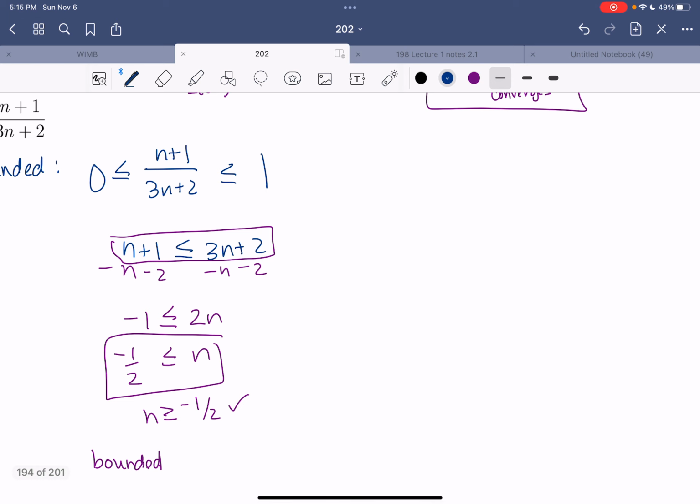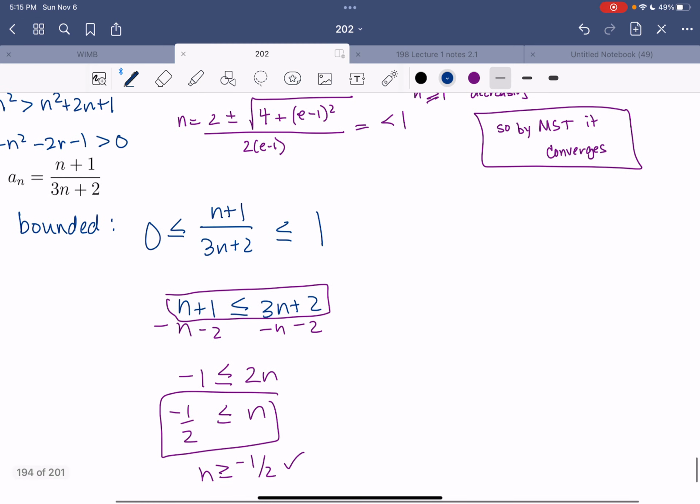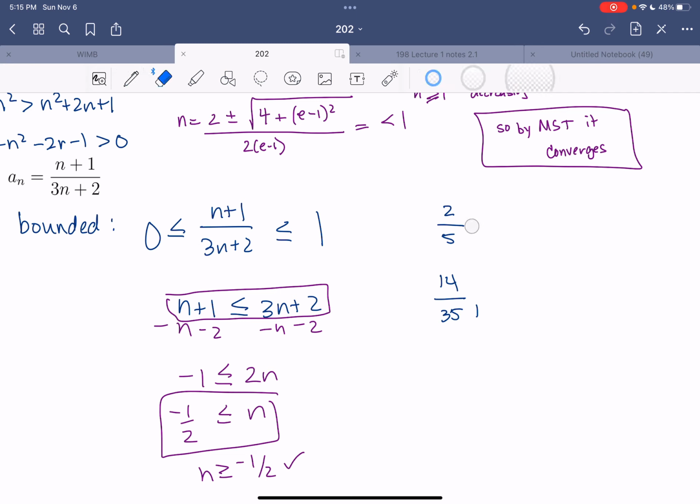Next, we want to show that it is decreasing. If you plug in 1, you get 2 over 5. If you plug in 2, you get 2 over 7. Nope, 3 over 7. If you get common denominators there, that's 14 over 35 and 15 over 35. And so you can see that it is... Oh, wait, hold on. I did something wrong there. It's over 8. Let's try again.